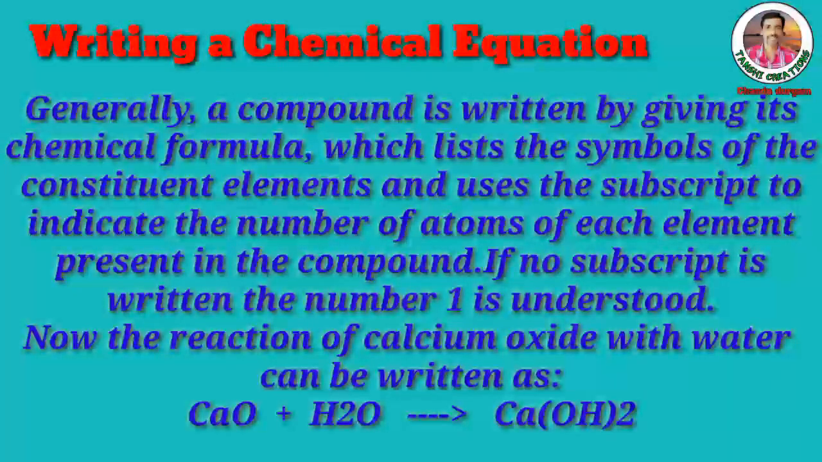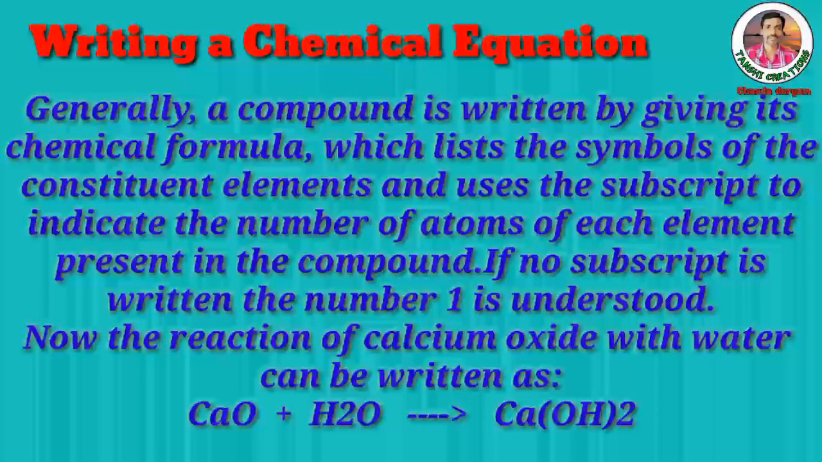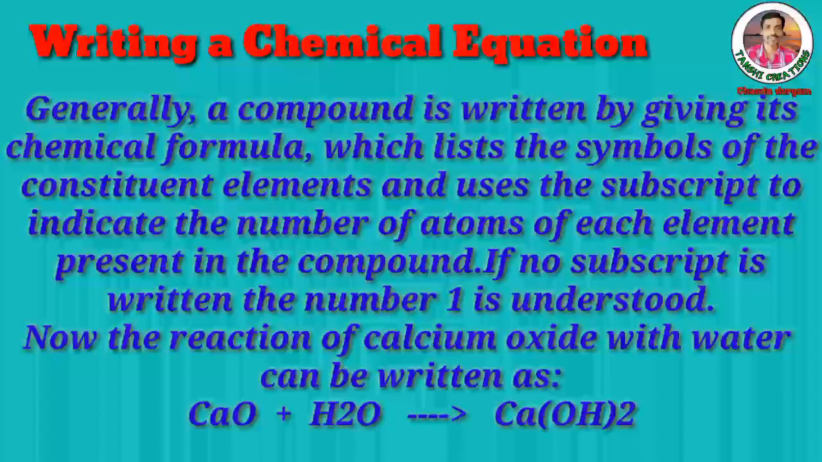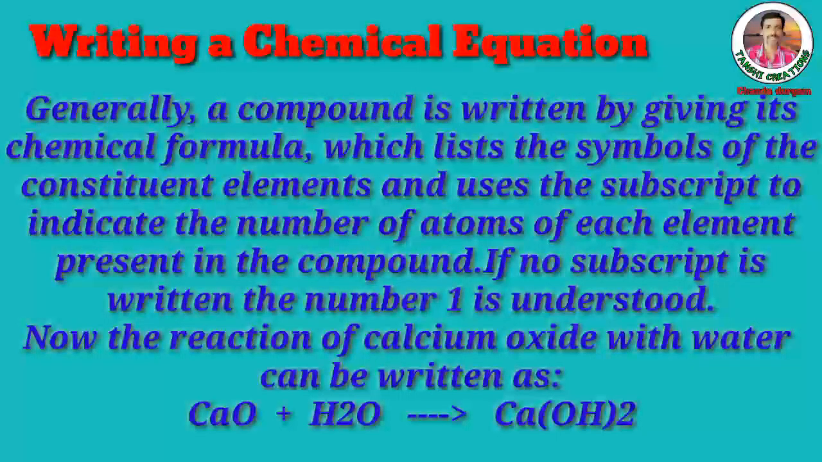Now, the reaction of calcium oxide with water can be written as CaO plus H2O gives Ca(OH)2. Here CaO is the formula of calcium oxide, H2O is the formula of water, and Ca(OH)2 is the formula of calcium hydroxide. Now, you try to write other reactions.